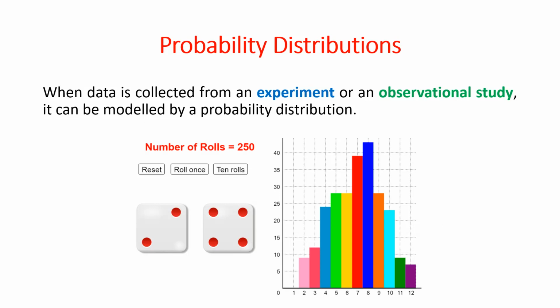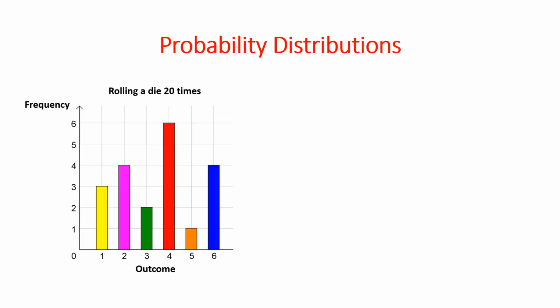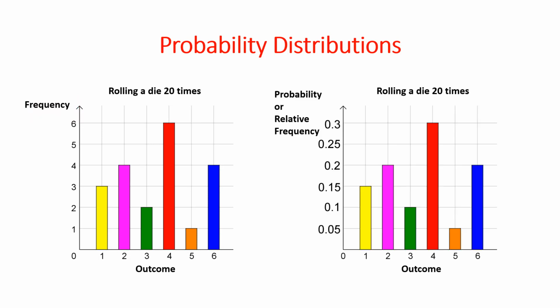When data is collected from an experiment or an observational study, it can be modelled by a probability distribution. These are graphs or tables. Here's a probability distribution for rolling a die 20 times. On the y-axis, we have the frequency, how many of each of the numbers comes up. But we can represent the same information with the same graph, but instead of frequency, we have probability or the relative frequency on the y-axis. What's the probability of each outcome occurring?